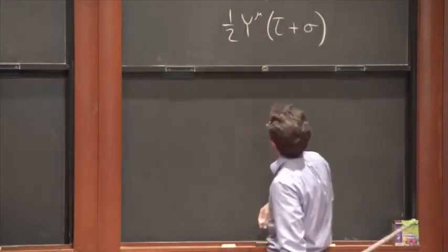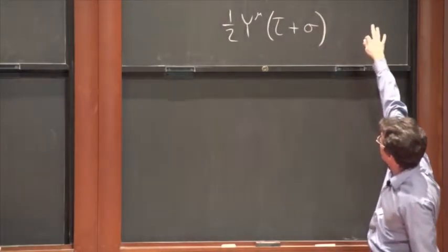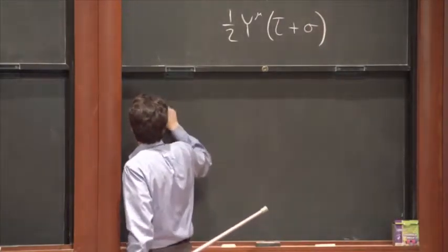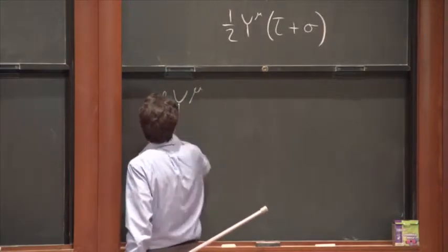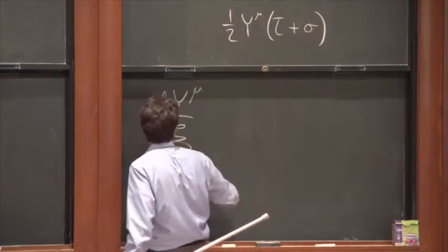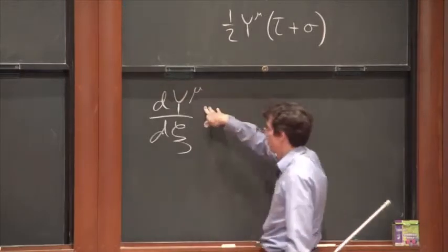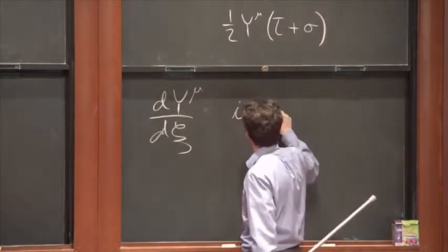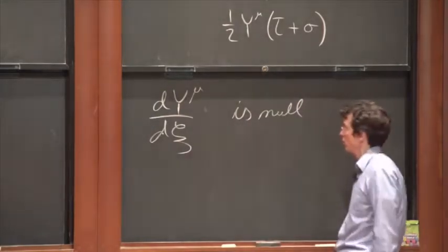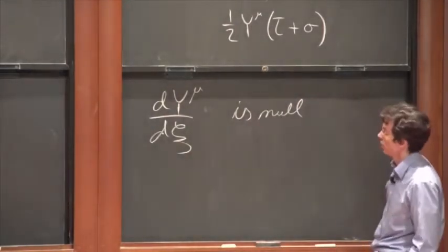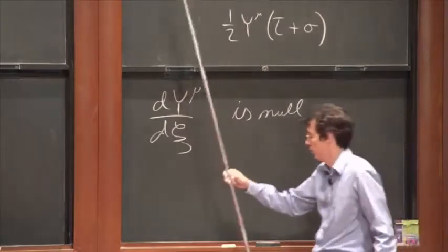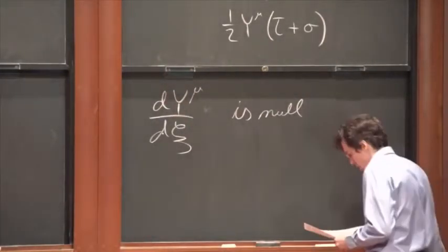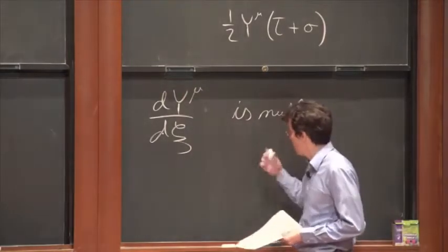In order to solve those constraints that I wrote at the top of that second board, the Virasoro constraints as they are called, you have to require that the tangent to this curve y mu must be null. That and precisely that guarantees that the Virasoro constraints will be satisfied. Okay, so now let's take an example.